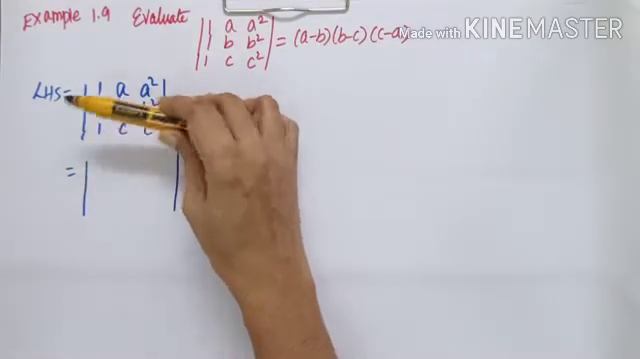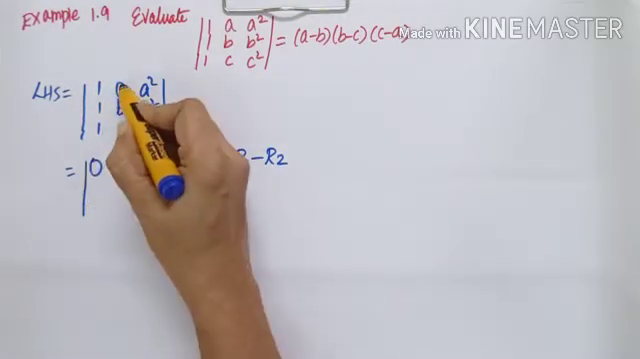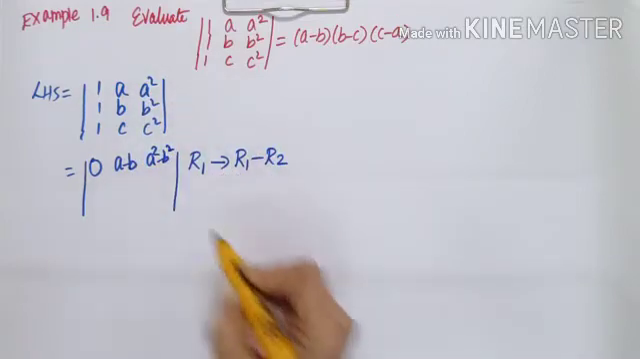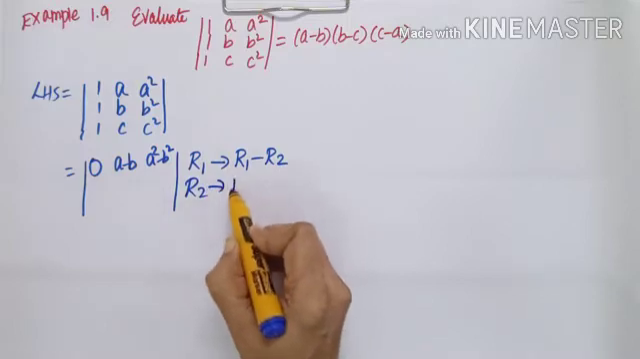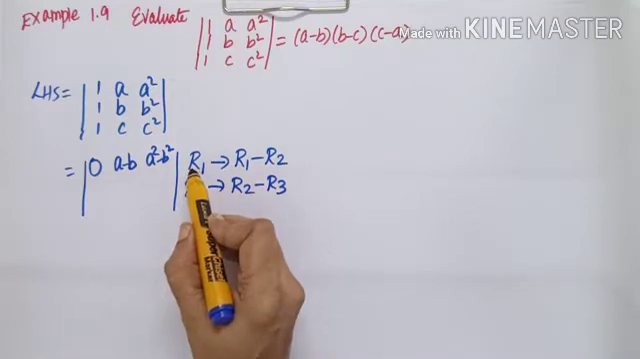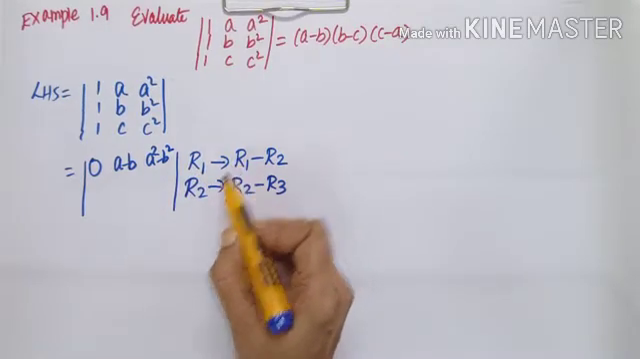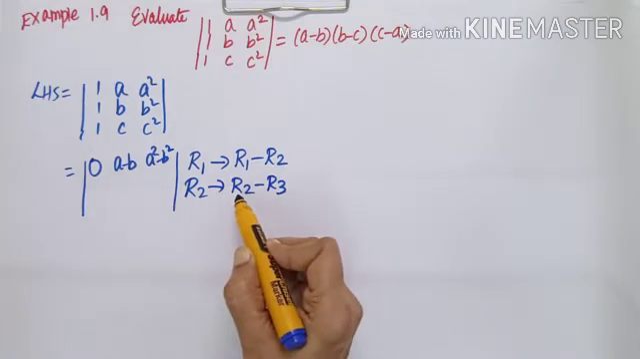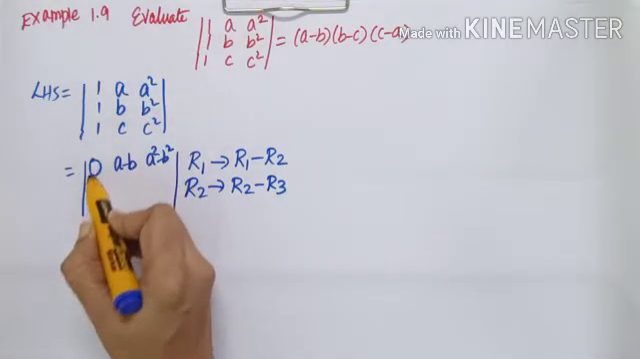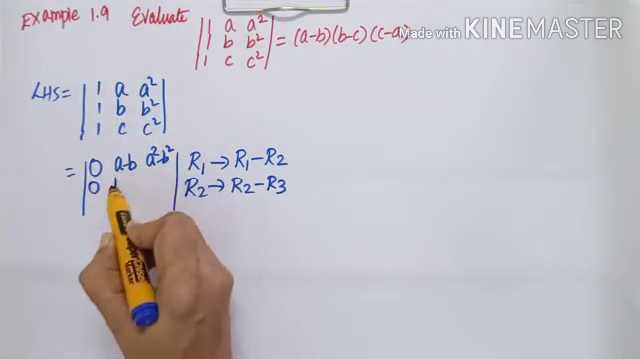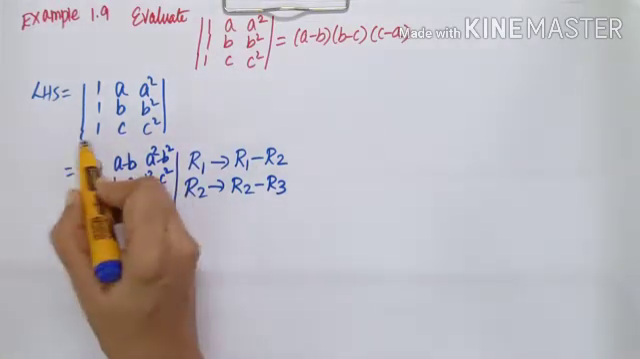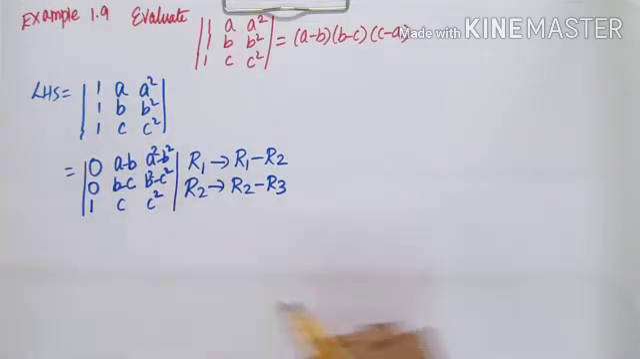So hide it. 1 minus 1, 0. A minus B, write as it is. A square minus B square. The same idea, R2 becomes R2 minus R3. See, remember, if I write R1, my answer should start with R1. If I write R2, I should start with R2. I mustn't write R3 minus R2. So, subtract. 1 minus 1, 0. B minus C, write as it is. B square minus C square, write as it is. Third row, copy as it is.